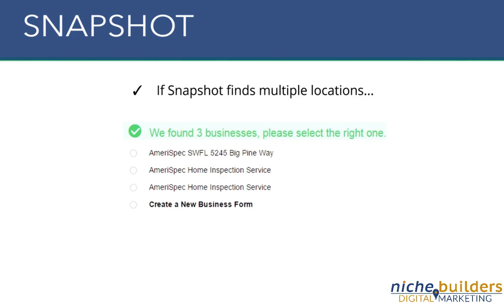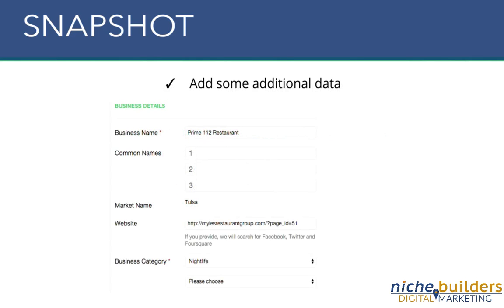Snapshot's going to ask you for some additional data, and I want to talk about common names. We have the name of the business, and this happens to be a very popular restaurant in South Beach in Miami called Prime 112 Restaurant. That is the name of that business. But most people will just say, meet me at Prime, or meet me at Prime 112 at 5 o'clock for dinner. It's important that we get those nicknames of a business.